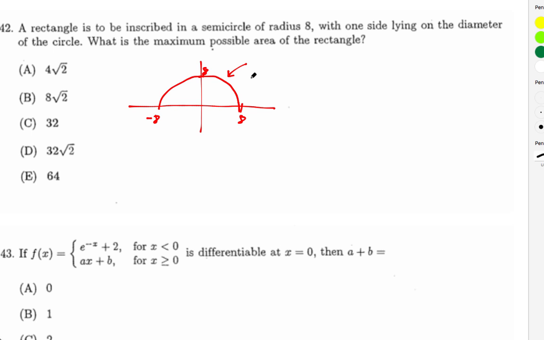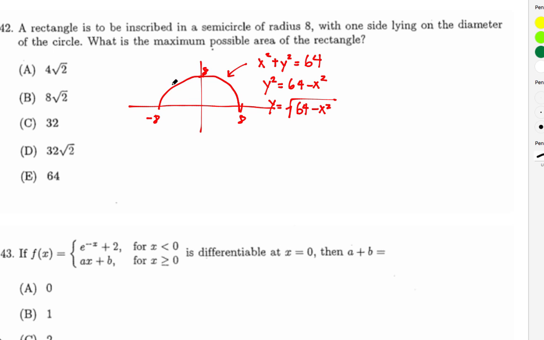We need an equation here. You know the equation of a circle: x squared plus y squared equals r squared. You need to know that. So the equation of this top half is going to be y squared equals 64 minus x squared. y equals, and it's only going to be the positive root because we only have the top half, root 64 minus x squared. Okay, so they want us to maximize the area of this rectangle.